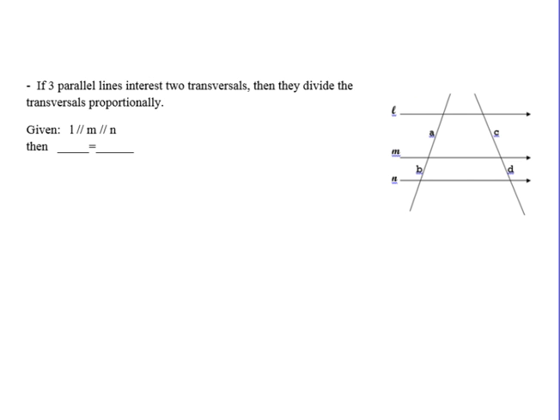Another theorem we have here states that if three parallel lines intersect two transversals, then they divide the transversals proportionally. Remember, a transversal is just a line that cuts through parallel lines. So let's say that L, M, and N are parallel. If these are my transversal lines here and here, I can say again that A is to B as C is to D, just setting up those proportions there.